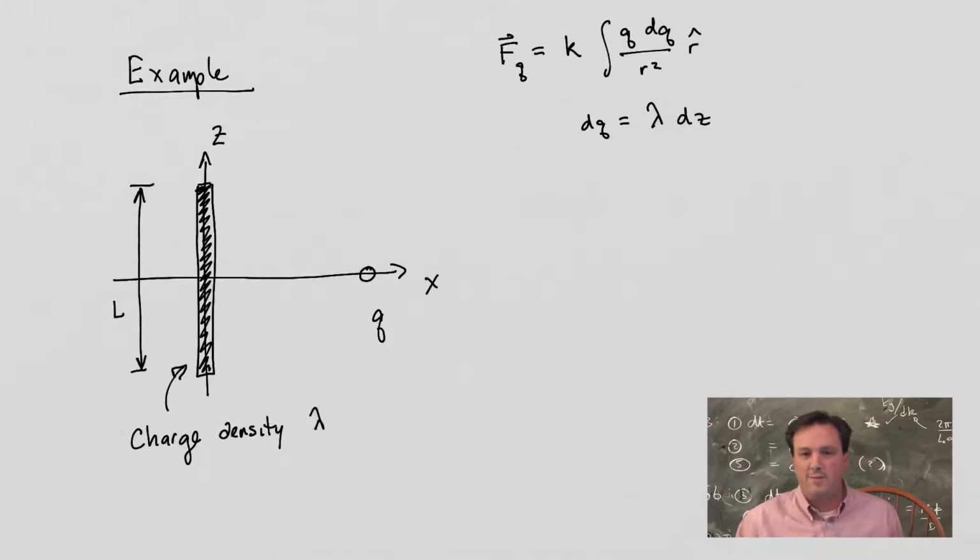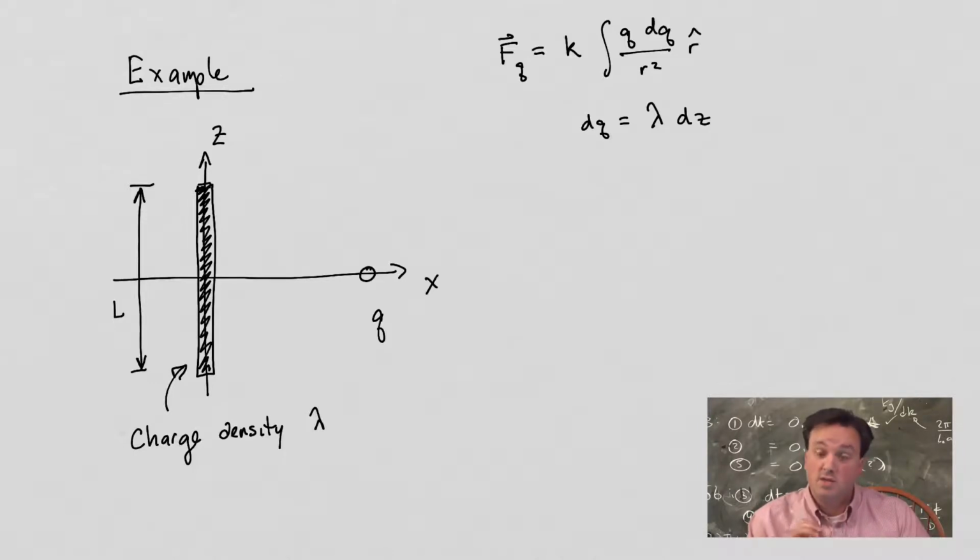Now I already feel more comfortable because as I do this integral, I'm going to have to do the integral over the charge distribution, and the charge distribution is laid out in the z direction. This is something that mathematically we call a parameterization of the charge distribution. That's a word that we're going to talk about in the future.